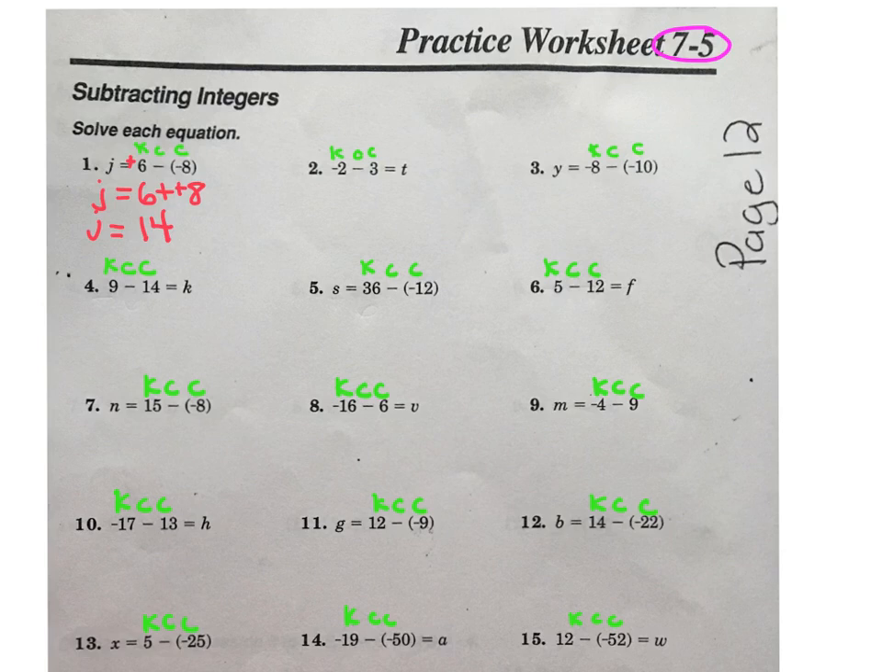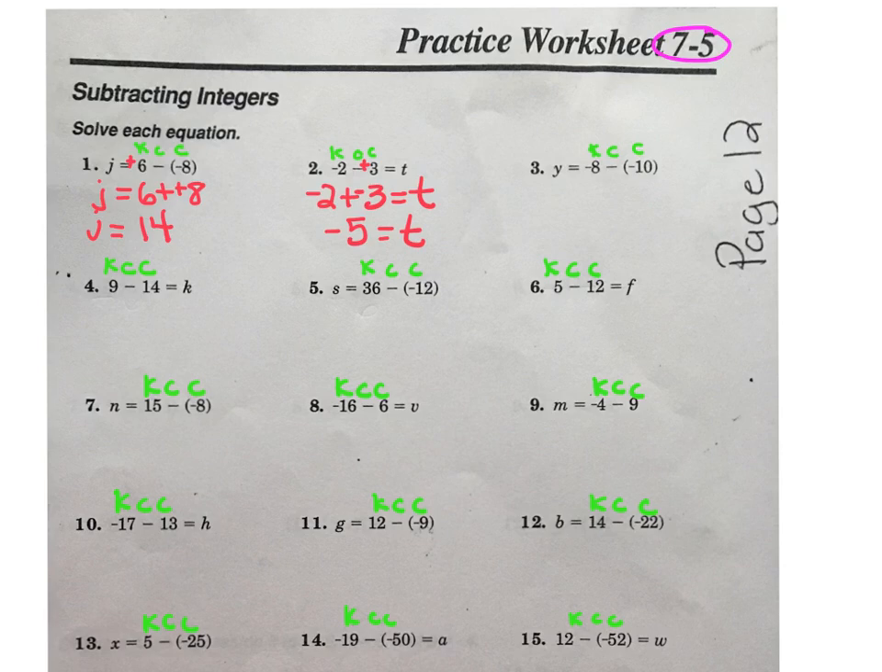Here, we have to do the rewrite. -2 is keep, change subtraction to addition, and this is a +3. So it flips to its opposite, which is a -3. A -2 and a -3 make -5 equals T.